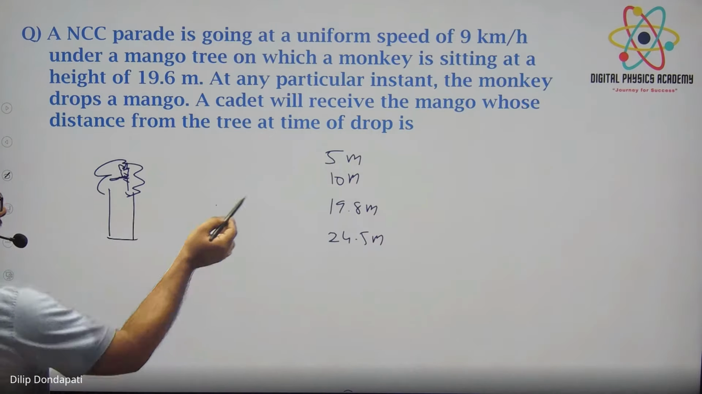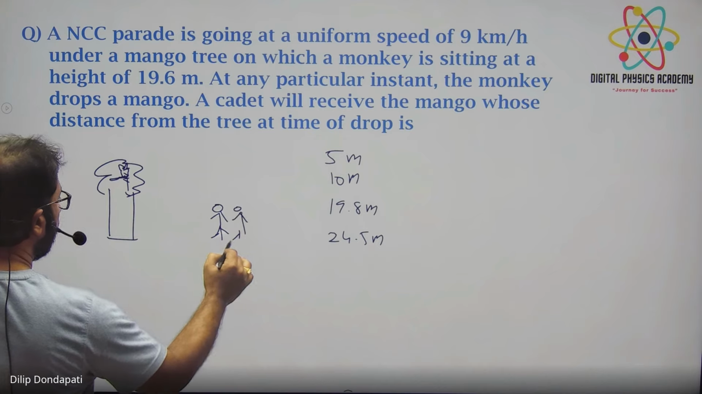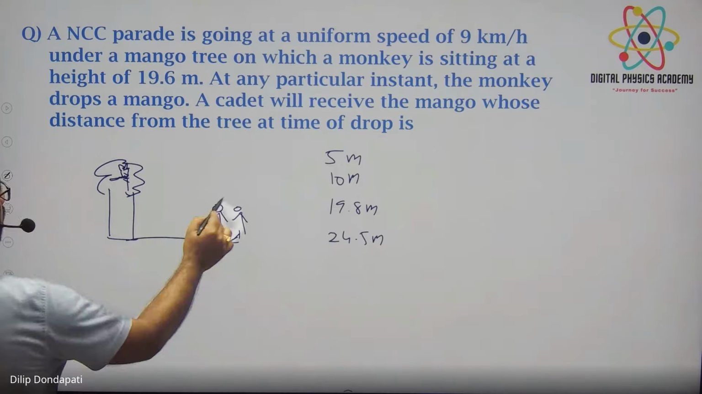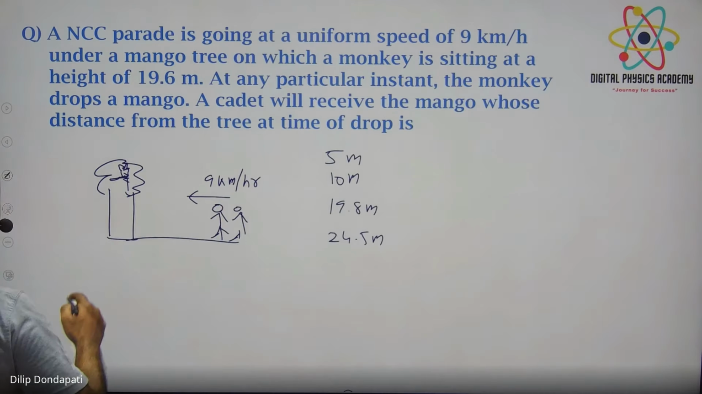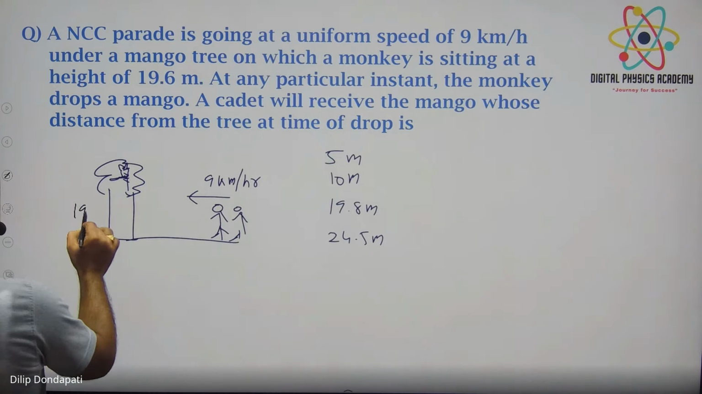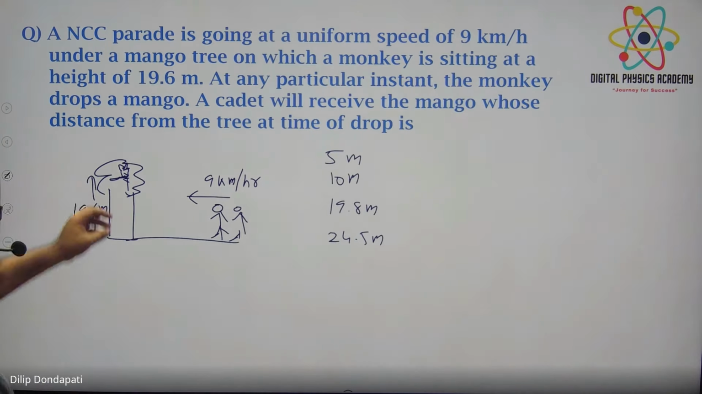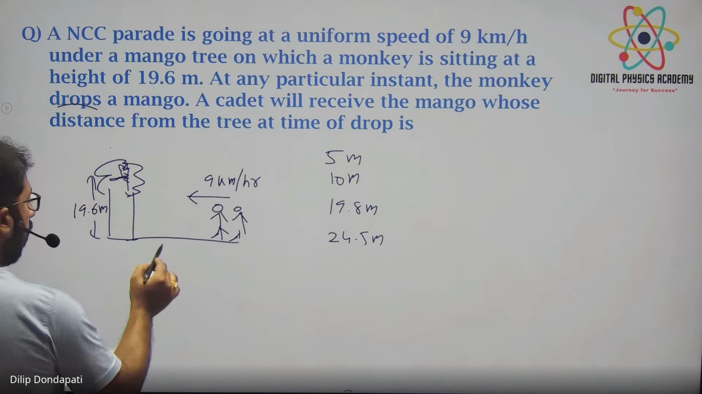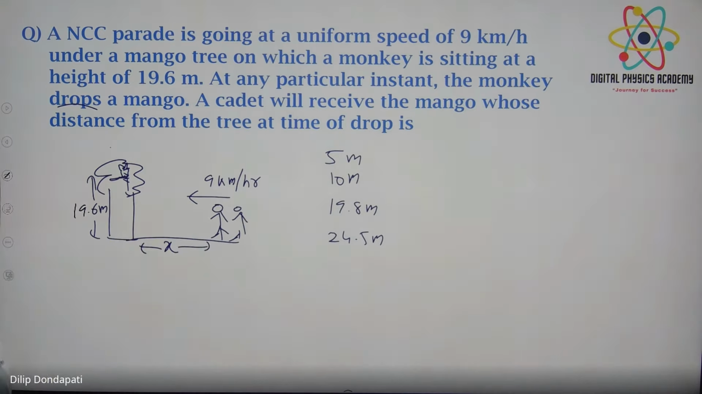Whatever you do, tell the answer. The parrot is coming like this. So what is the initial velocity? Zero. When it says drop, the initial velocity is 0. The height of the tree is 19.6 meters. So at any particular instant, the monkey drops a mango. Initial velocity is 0. The parrot will receive the mango; at what distance from the tree? So at what distance will it catch the mango? We have to find x.